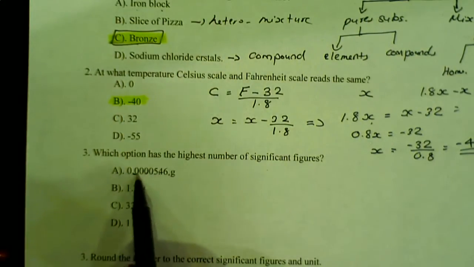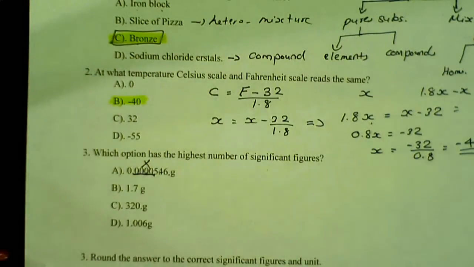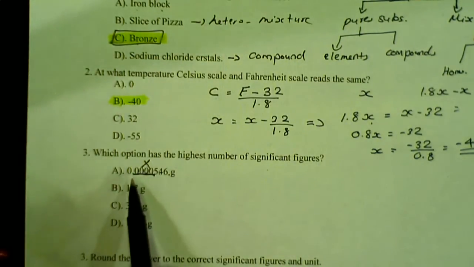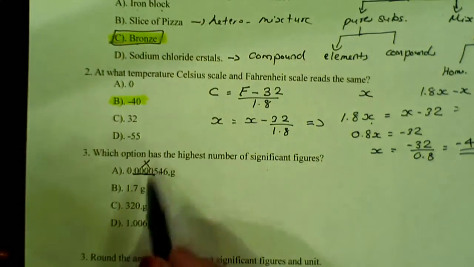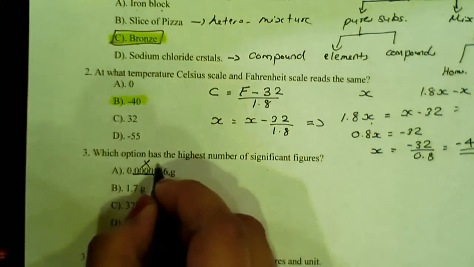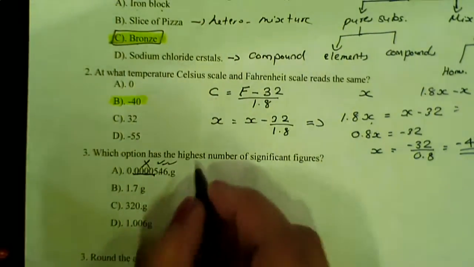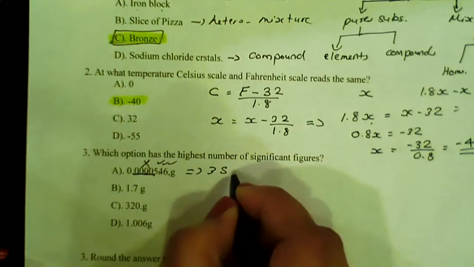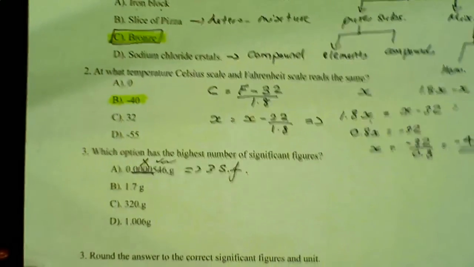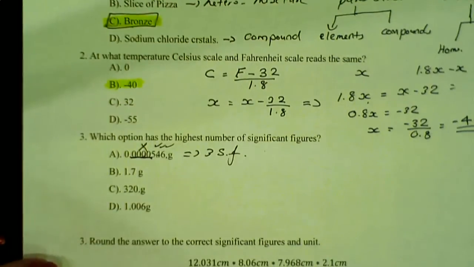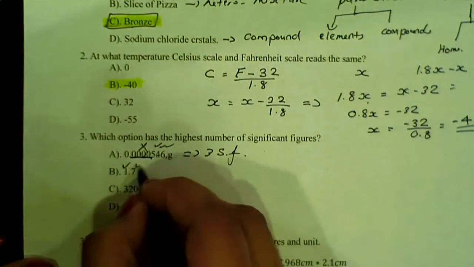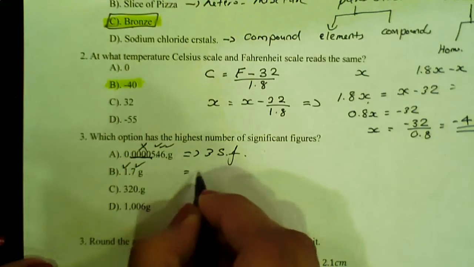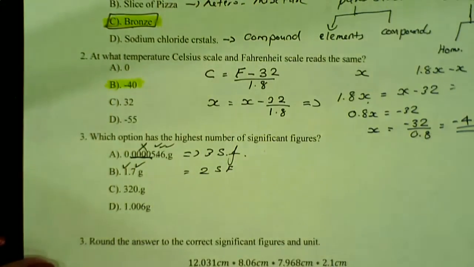0.000546. These zeros are not significant because, although they are after the decimal point, before them there is no non-zero digit, it's 0. So these zeros are not significant, but 5, 4 and 6 are significant. So it gives you 3 significant figures. For the second option, every non-zero digit is significant. 1.7, so 1 is significant and 7 is also significant. 2 significant figures are there.